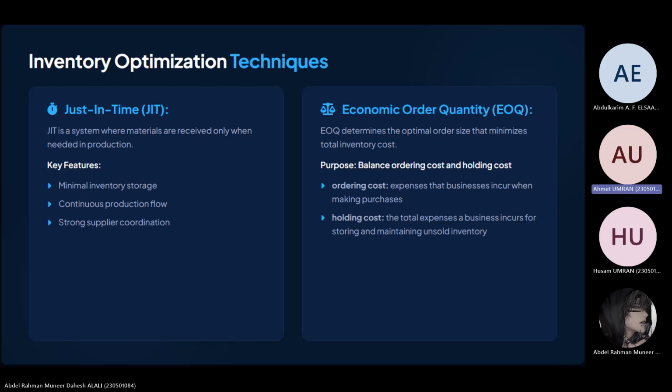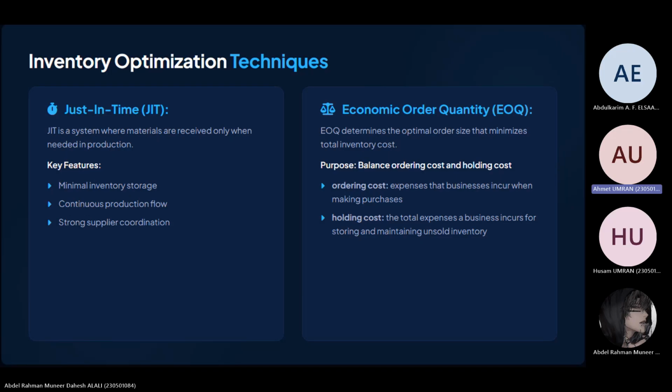The second technique is economic order quantity, or EOQ. This is a mathematical model used to determine the best order size that minimizes total inventory cost. There are two main types of cost involved here. The first is ordering cost, which includes expenses related to placing and receiving orders. The second is holding cost, which includes the cost of storing inventory over time.